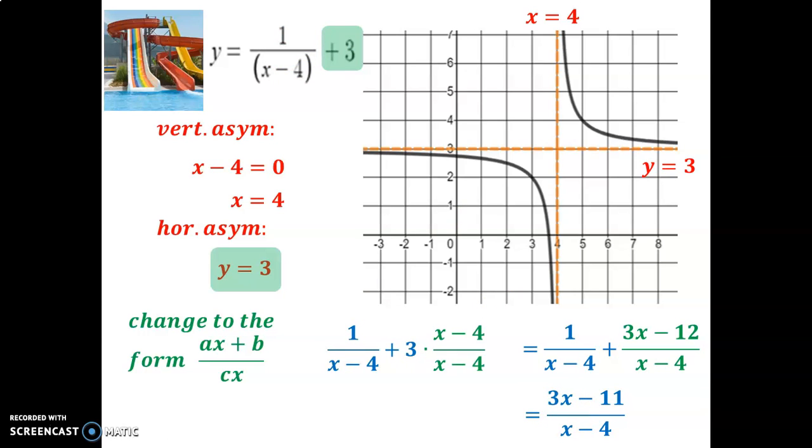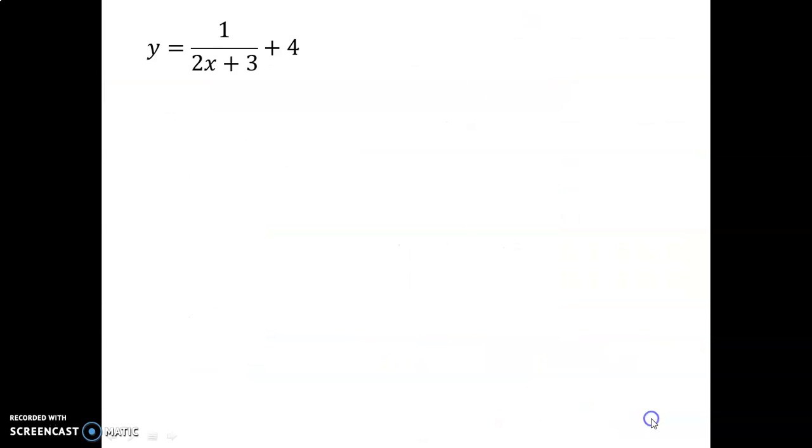And now let's look at the horizontal asymptote again, because the vertical asymptote remains the same. We know it's x minus 4, set it equal to 0, and we get x equals 4. But what about the horizontal asymptote? So again, here we see the 3, so we know that's the horizontal asymptote. Here we see the 3 in front here, so that's our horizontal asymptote. Okay, I think we're seeing a pattern. That number in front tells us the horizontal asymptote. Perhaps. Let's take a look at one more.